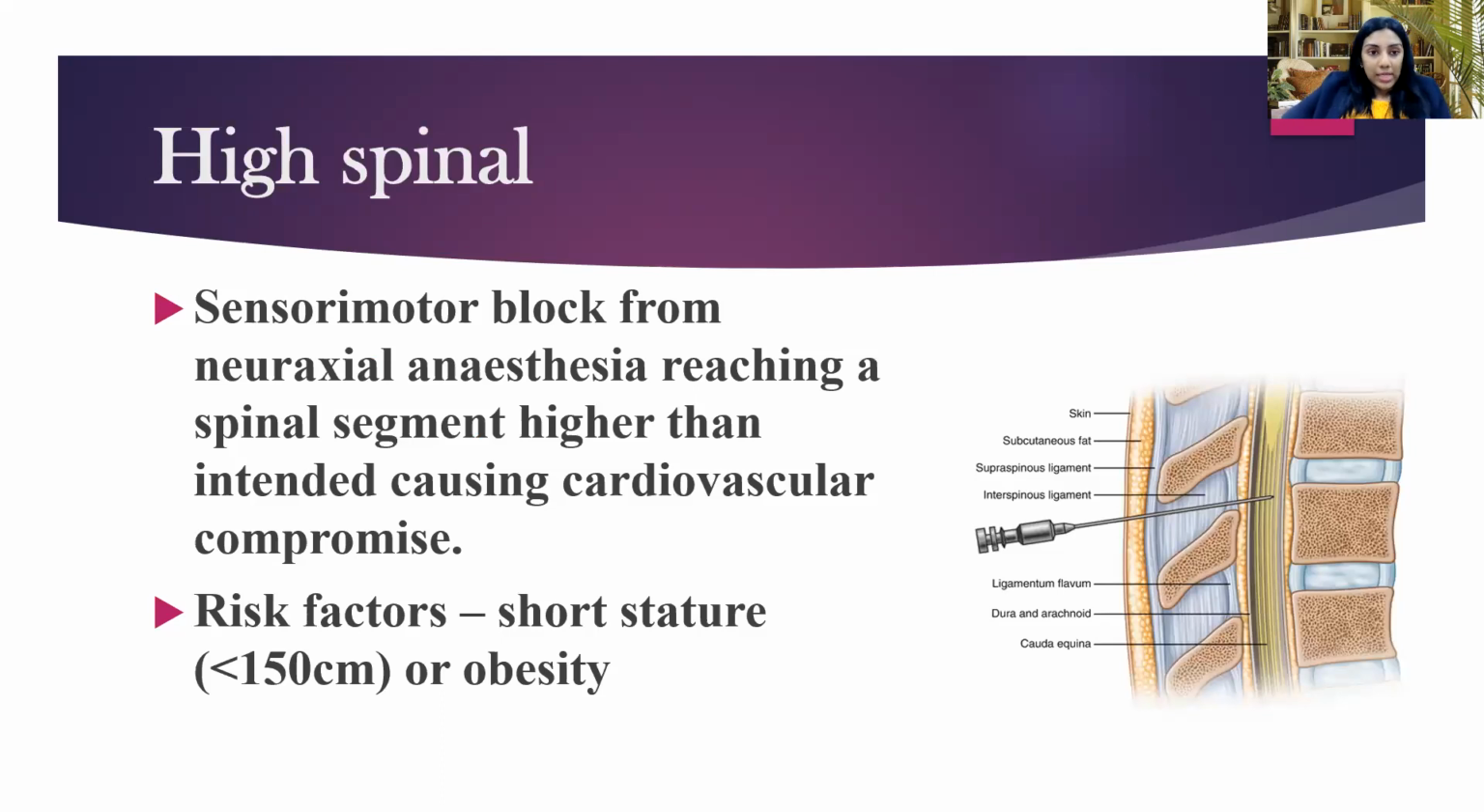Next, we move on to high spinal. This is a sensory motor block from a neuraxial anesthesia that reaches a spinal segment that is higher than the intended surgical site, causing a cardiovascular compromise. So the risk factors in an obstetric patient are short stature of less than 150 centimeters, and obesity, because in an obese patient, the venous engorgement can further increase the risk of a high spinal.